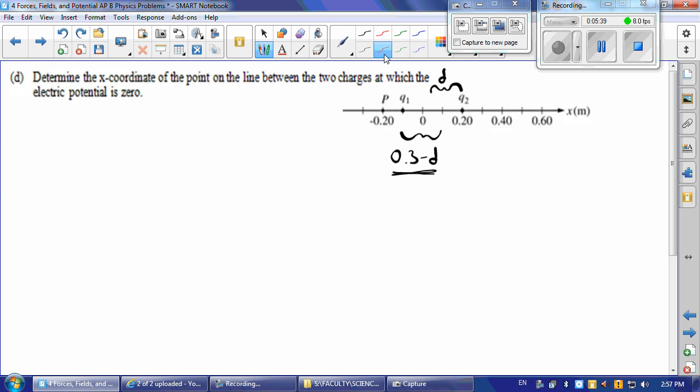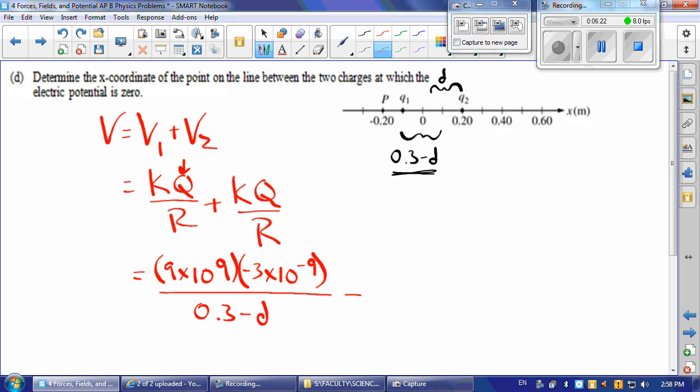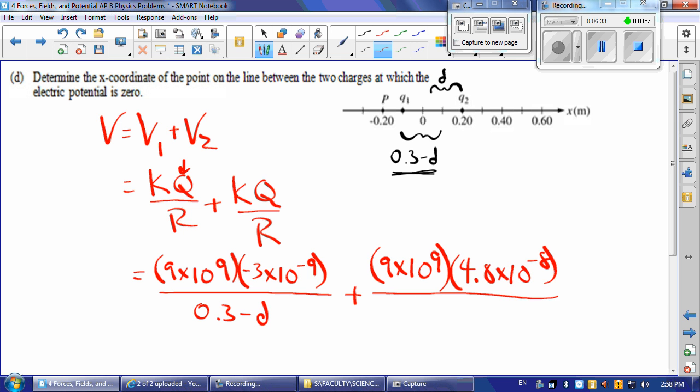So now, in order to solve for your voltage, we know that voltage is just equal to V1 plus V2, which is just KQ over R plus KQ over R. Once again, taking your signs into account and doing a little plugging and chugging here, you know plenty of information. So K is 9 times 10 to the 9th times this initial Q, which is Q1, which was -3 times 10 to the -9th, all over the distance between them, which is 0.3 minus D. And then over here, we got plus K, which is 9 times 10 to the 9th, times the value of the charge, which was 4.8 times 10 to the -8th, all over the distance between them, which is just listed as D.